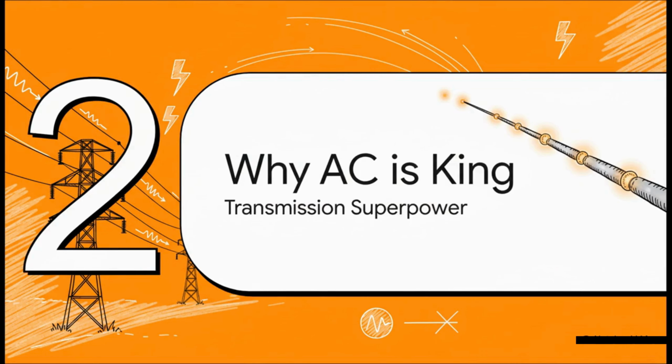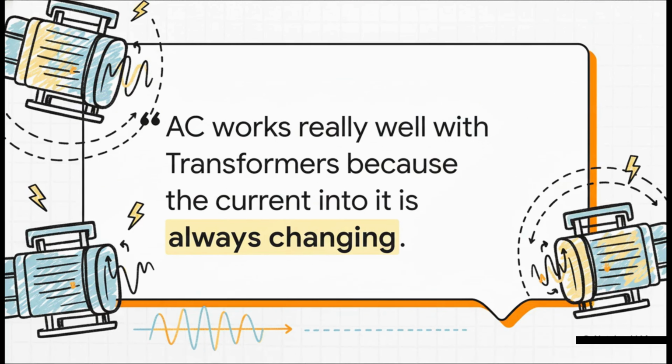All right, so we figured out how to make AC power. But why AC? Why not DC? You know, the stuff that comes out of a battery? The answer is AC's superpower. It can travel crazy long distances without losing much energy. And the secret weapon that makes this all possible? The transformer.